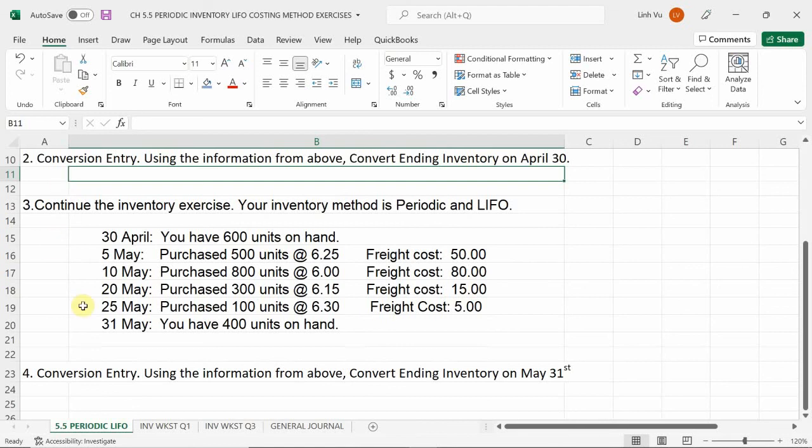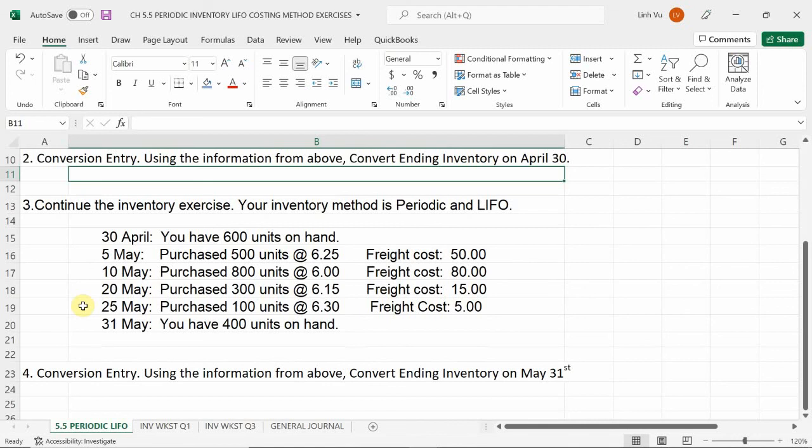Question number 3 says you can continue your inventory exercise. Your inventory method is still periodic and it's still LIFO. But here's the difference. You have beginning inventory on April 30th. You had a total of 600 units left on hand. We know that because this is a continuation from one worksheet to another. We're ending the accounting period at the end of every single month, so we're going to adjust our inventory every single month.